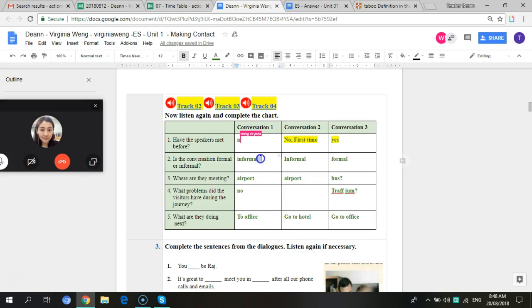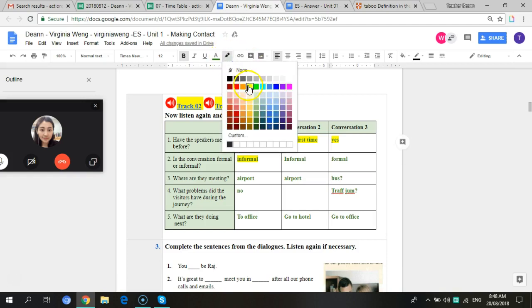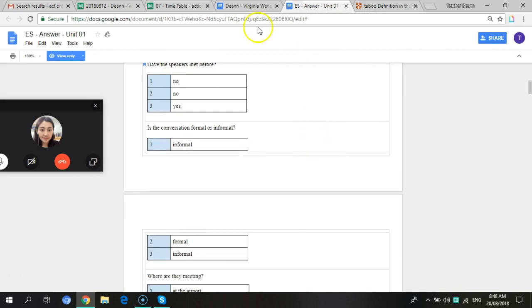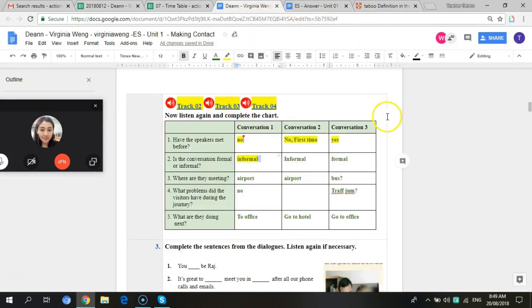Okay, thank you for changing that one into the correct answer. And number 2 is also informal. Why did you say that it is informal? The conversation is like a friend, and they know each other before. Yeah. And talk to her to go to the taxi by herself. Okay, so that is why you said it is informal.